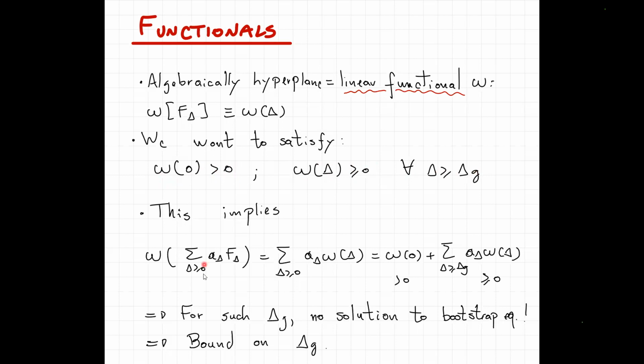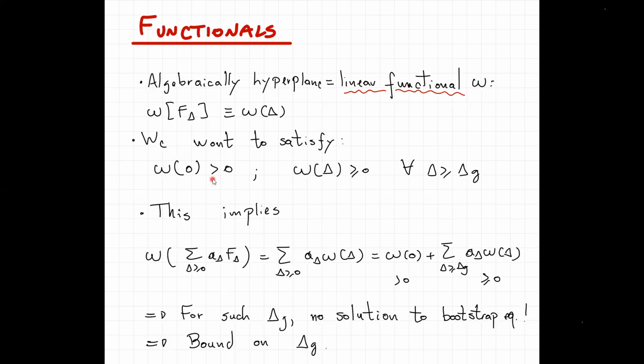Why? Let's just take the crossing equation. Ideally, you want this sum to be equal to zero, right? Let us act with the functional here. It's a linear functional, so this becomes this. And now let us use our assumptions. The assumption is that there's a gap delta G and there's an identity. But now the functional on the identity is strictly positive, and here it's non-negative. So the conclusion is that this whole thing cannot be zero. But if this is not zero, then this can also not be zero. And hence, there is no solution to the bootstrap equation.